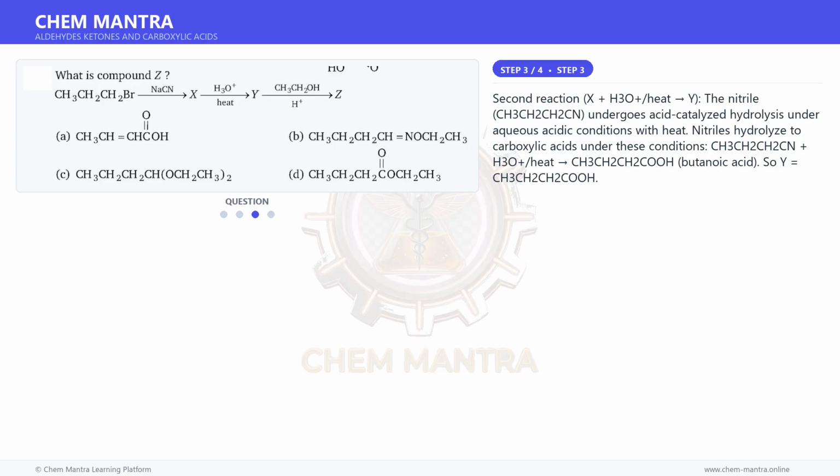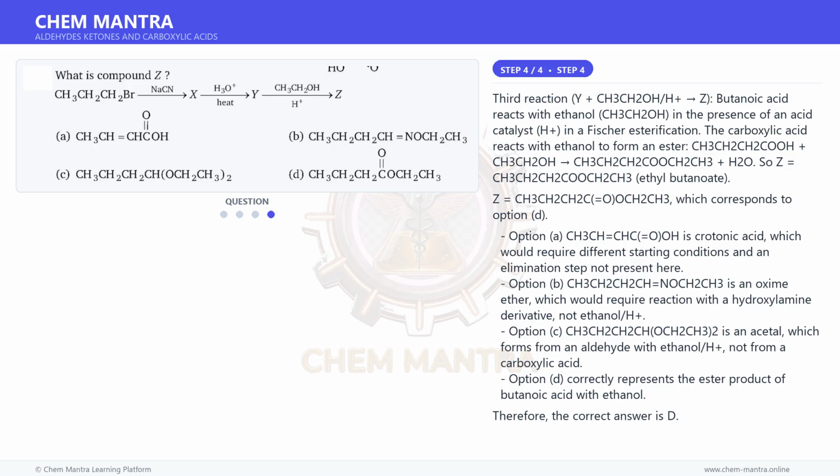Moving on to the next step. Second reaction: X plus H3O+ and heat gives Y. The nitrile, CH3CH2CH2CN, undergoes acid-catalyzed hydrolysis under aqueous acidic conditions with heat. Nitriles hydrolyze to carboxylic acids under these conditions: CH3CH2CH2CN plus H3O+ and heat gives CH3CH2CH2COOH, butanoic acid. So Y is equal to CH3CH2CH2COOH. And for the final step.